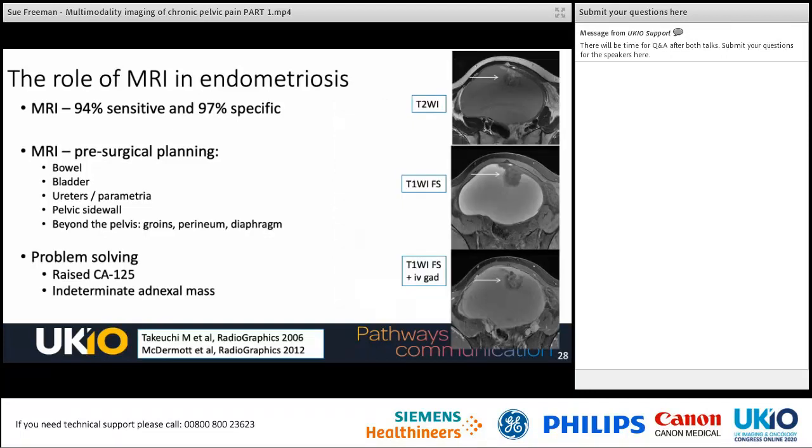The CA125 is often raised in endometriosis, and MRI is excellent in adnexal mass characterization, and it can confirm or exclude the presence of endometriosis-associated malignancy. In this case, the arrow points to a mural nodule that demonstrates enhancement with intravenous gadolinium, confirming the presence of malignancy. And on histology, this was shown to be an endometrioid adenocarcinoma.